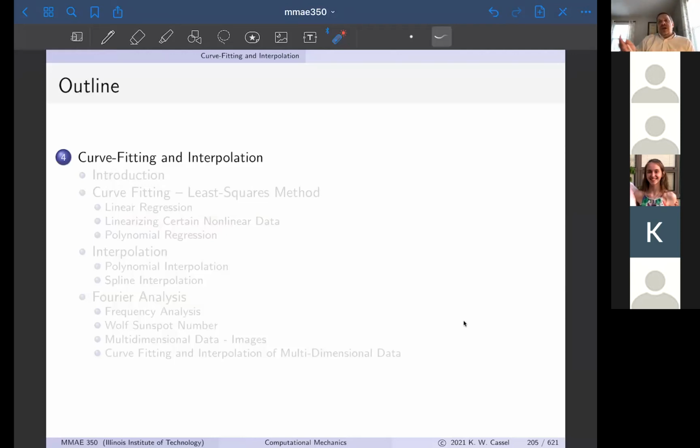Does it look like a straight line? Does it look like a quadratic? Does it look like an exponential? What does it look like? And can we fit such a curve to that data? So we're going to address that. And we'll look at some fun examples along the way.